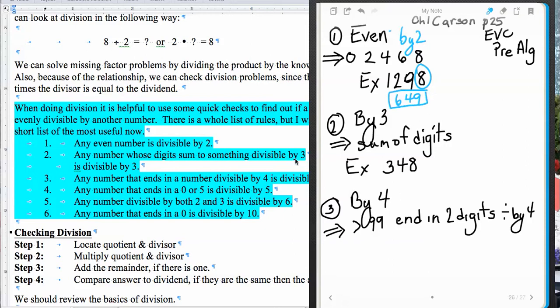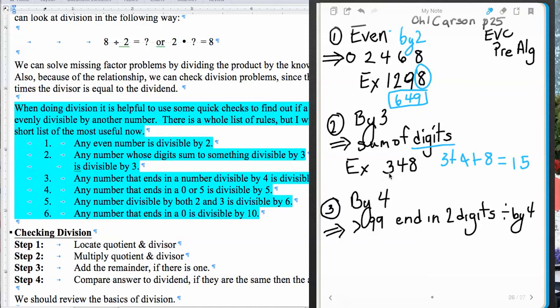Next, our rule is divisibility by 3. A number is divisible by 3 if the sum of its digits is divisible by 3. Now, digits is a word you should know. Digits are the numbers that hold the place values, so 0 through 9 are the digits. So 348 is divisible by 3 because 3 plus 4 plus 8 is a number that's divisible by 3. 3 plus 4 is 7, and 7 plus 8 is 15. 15 is divisible by 3, therefore this number is divisible by 3.